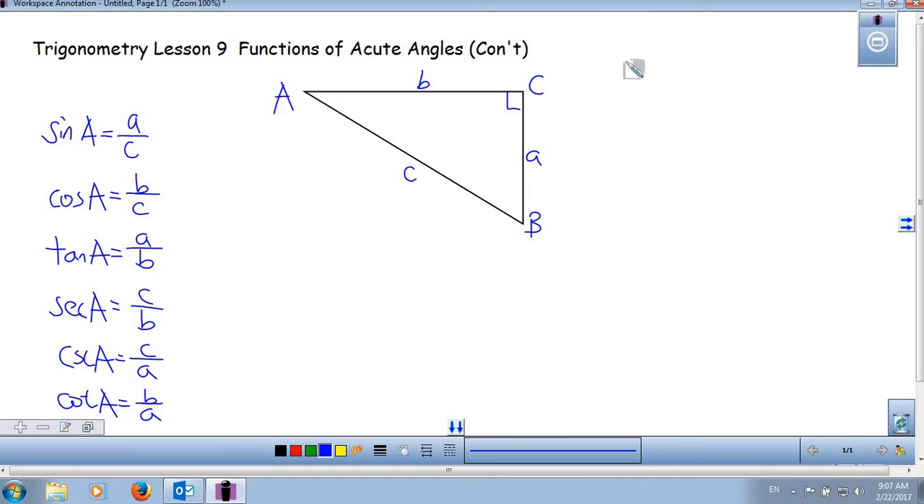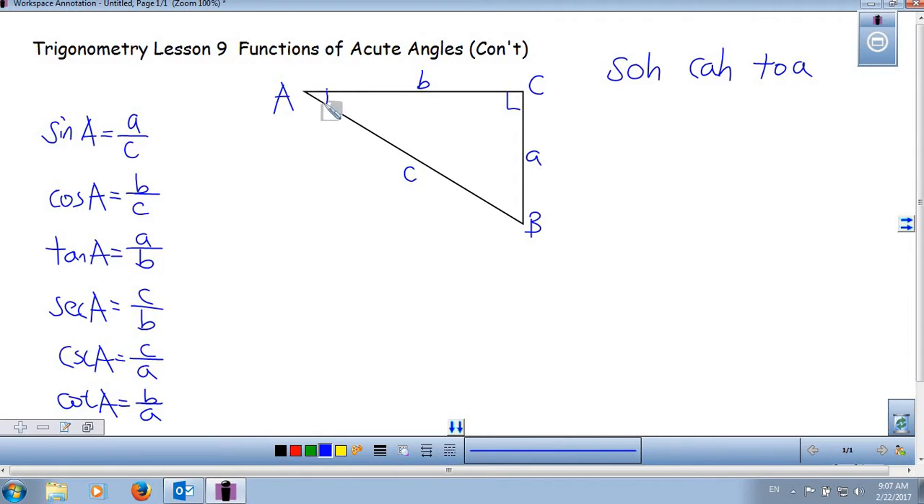And last time I did mention an acronym called SOHCAHTOA, but I haven't had a chance to really talk about that. What this means is S stands for sine, opposite leg over hypotenuse, so SOH. CAH: cosine is adjacent leg over hypotenuse. And TOA: tangent is opposite leg over adjacent leg.